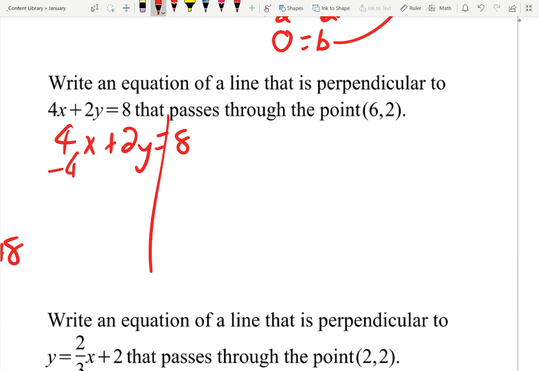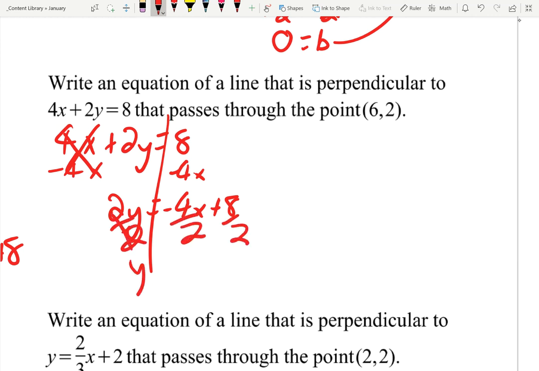So first thing I'm going to do is move the 4x. So I'm going to subtract 4x. That leaves me with 2y equal to negative 4x plus 8. And then we just divide by 2. We end up with y is equal to, all right, now negative 4 divided by 2 is negative 2. So that's negative 2x, and 8 divided by 2 is 4. But again, I don't really care about the y-intercept. My interest is the slope. The slope here is negative 2.